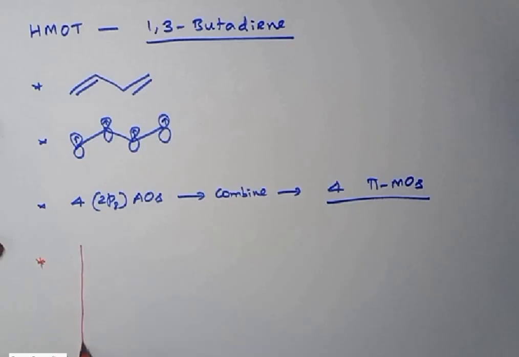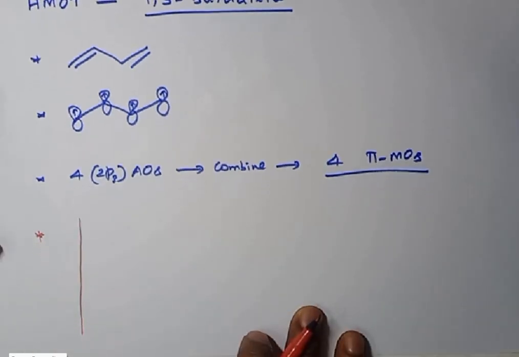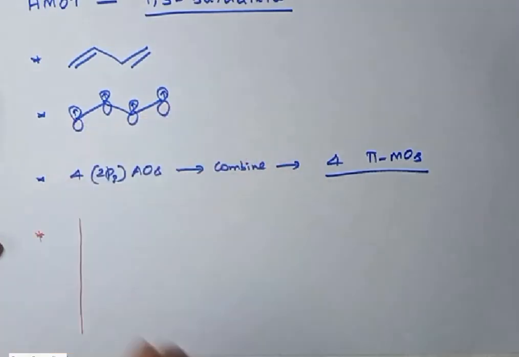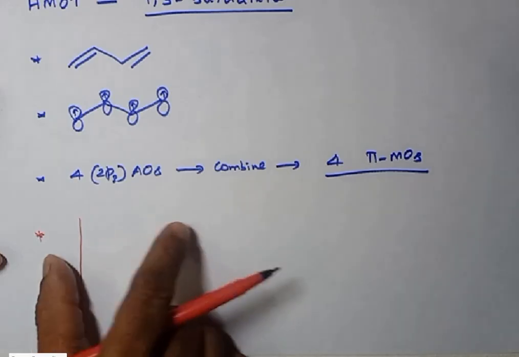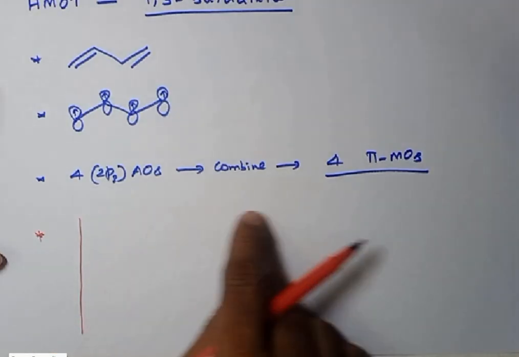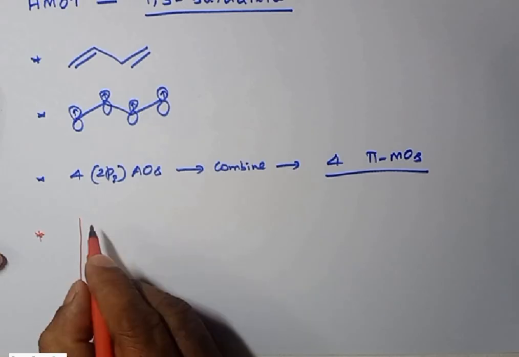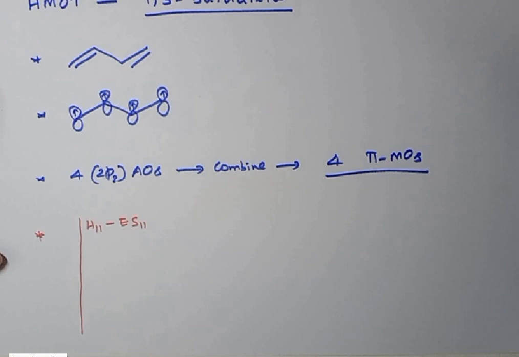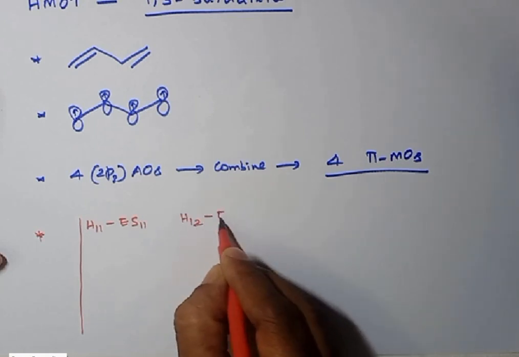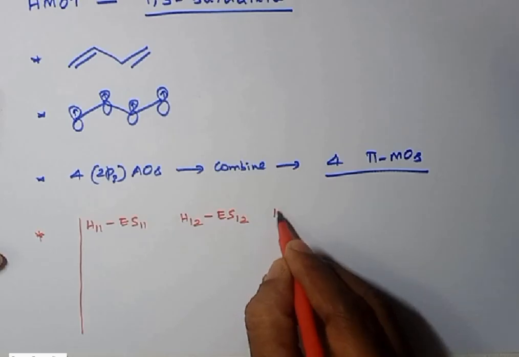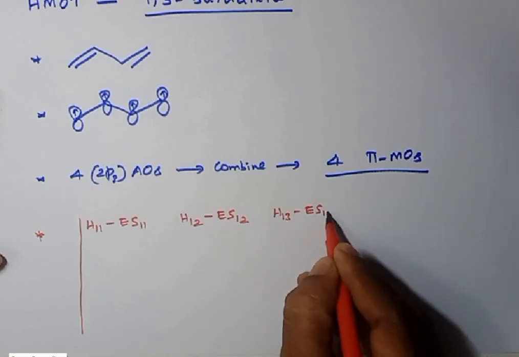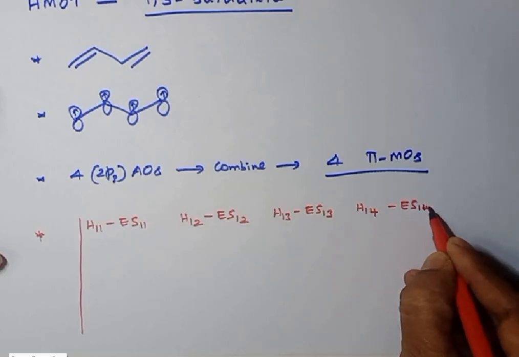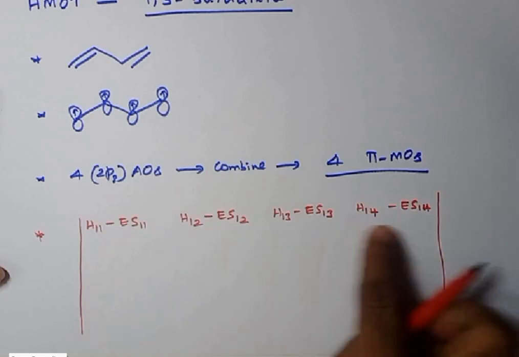we can construct the secular determinant. There are 4 atomic orbitals involved in this linear combination. Therefore, we should construct a determinant containing 4 rows and 4 columns. What are they? H11 minus E S11, then H12 minus E S12, then H13 minus E S13, then H14 minus E S14. This is the first row.